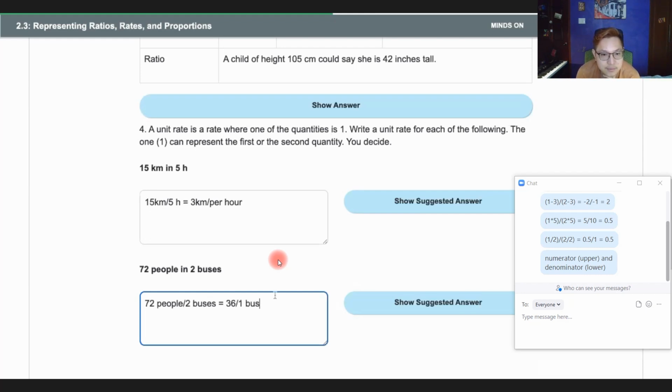$36 per bus, right? So that's a unit rate. Let's just say when you graduate and you work, if your rate is like $100 per hour, that is a unit rate, because it's per 1 hour. But normally, salary wouldn't be that high, especially for fresh graduates from school.